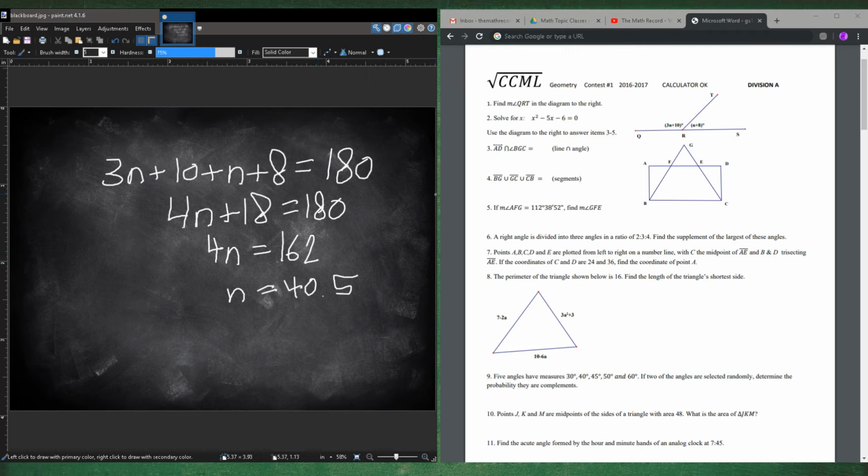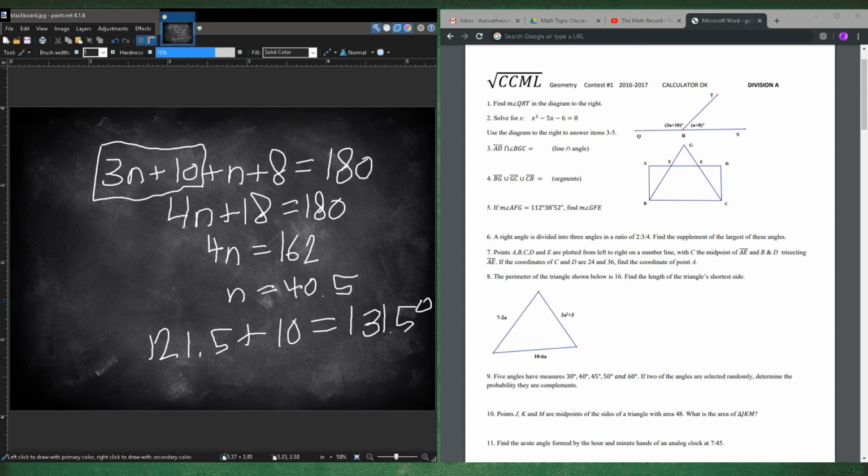So we need to find QRT. So we need to plug in n into just this part. So 3 times 40.5 is 121.5 plus 10, which is 131. Sorry, 131.5 degrees. So that would be answer number 1. Pretty basic.